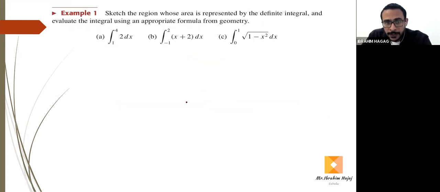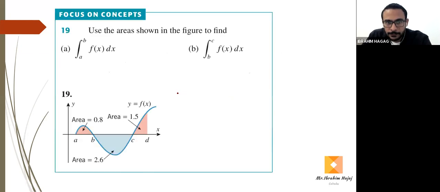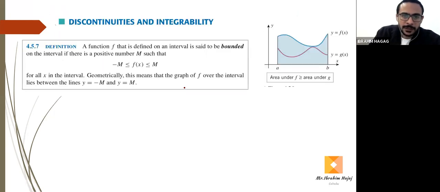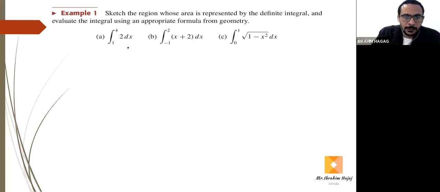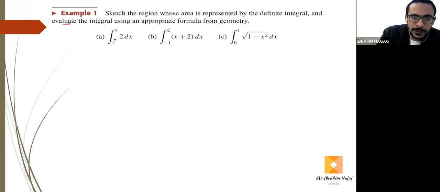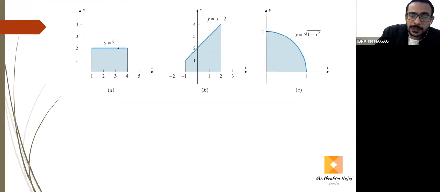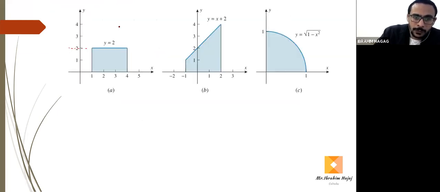Yes, let's solve the first example here, guys. Or would you like to take one more example of this kind? No, let's start the lesson so we can finish. Here in the lesson, example number 1: evaluate the integral using an appropriate formula from geometry. Here y equals 2, a horizontal line passing through 2. I would like to find the area under this line from 1 to 4.